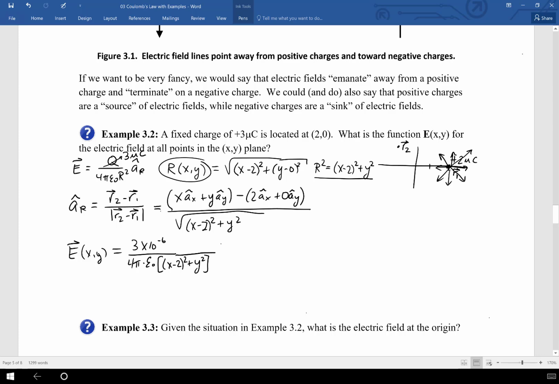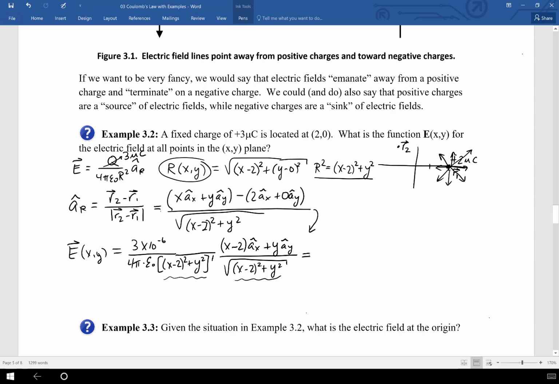And then I have a sub r, and so I'm just going to take this a sub r and plug it down here. So this is (x minus 2) times a sub x plus y a sub y, and that's all divided by the magnitude, the square root of (x minus 2) squared plus y squared. Now we could leave it like this, but we're better than that. I'm going to notice that this quantity right here and this quantity right here are the same thing. This is to the 1 power, and the square root is to the 1/2 power, so 1 plus a half gives me 3/2.